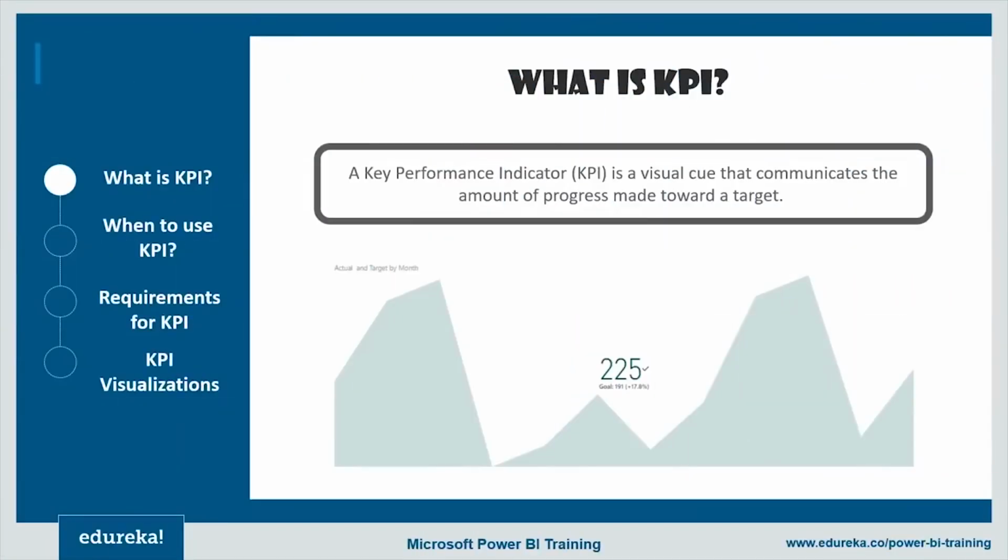So a lot of you might wonder, what is KPI? A KPI, or a key performance indicator, is a visual cue that communicates the amount of progress you've made towards a certain goal. It basically demonstrates how effectively a company is achieving key business objectives.